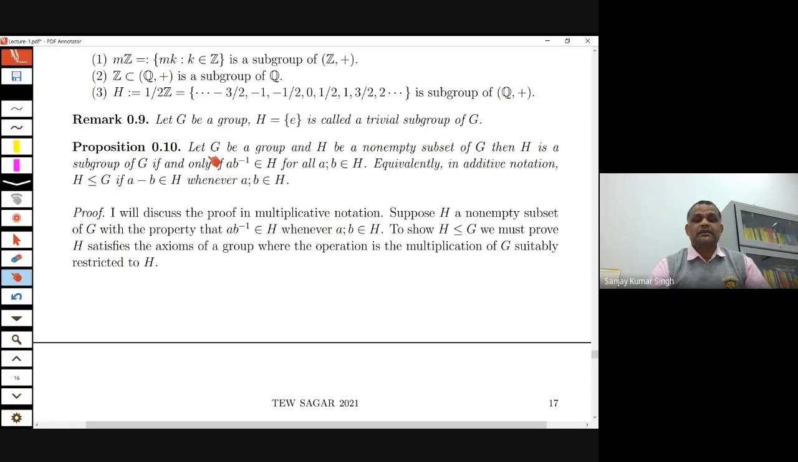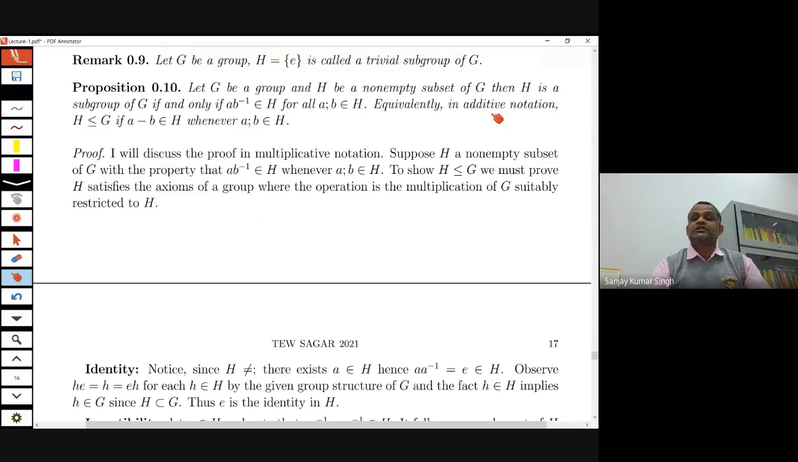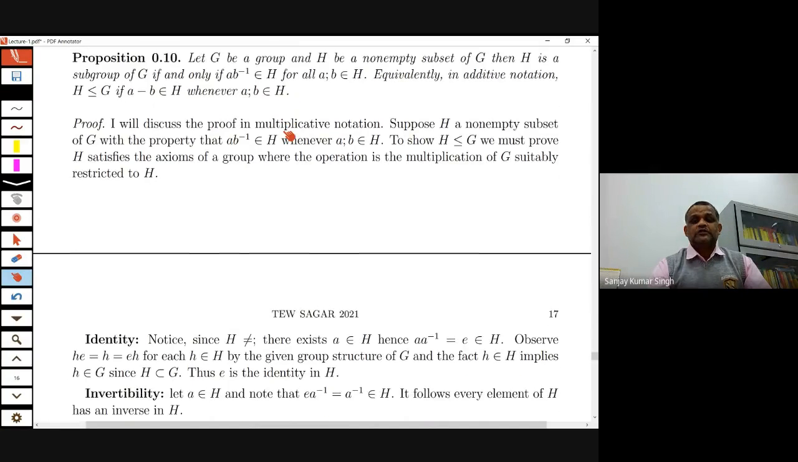It says that if G is a group and H is a non-empty subset of G, then H is a subgroup of G if and only if AB inverse belongs in H for every A, B in H. And in additive notation, you can just say that A minus B belongs in H whenever A, B belong in H. So the proof is very simple. Basically, you want to show that if such a thing is happening, then H is a group. And if H is a subgroup, then it is always true.